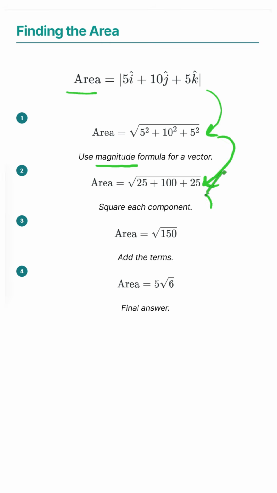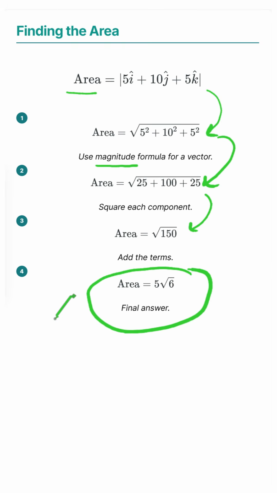So the area is the square root of 5 squared plus 10 squared plus 5 squared. This becomes the square root of 25 plus 100 plus 25. Adding these values gives the square root of 150. Simplifying this gives 5 root 6. Therefore, the area of the parallelogram formed by the two given vectors is 5 root 6 square units.